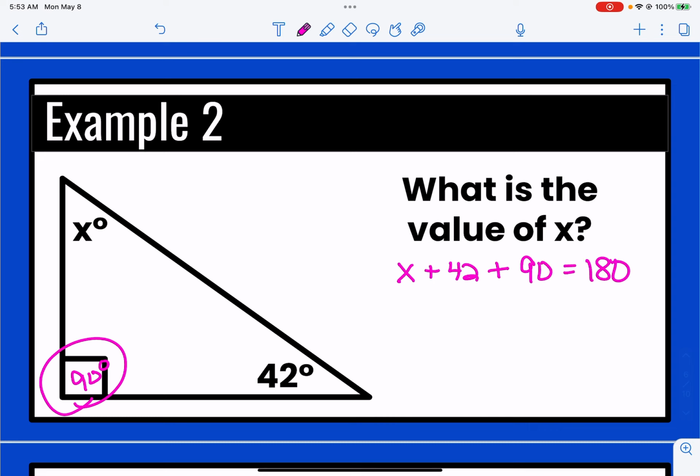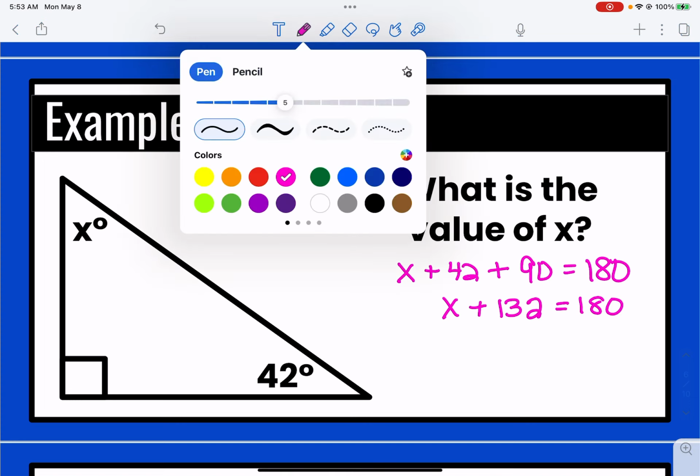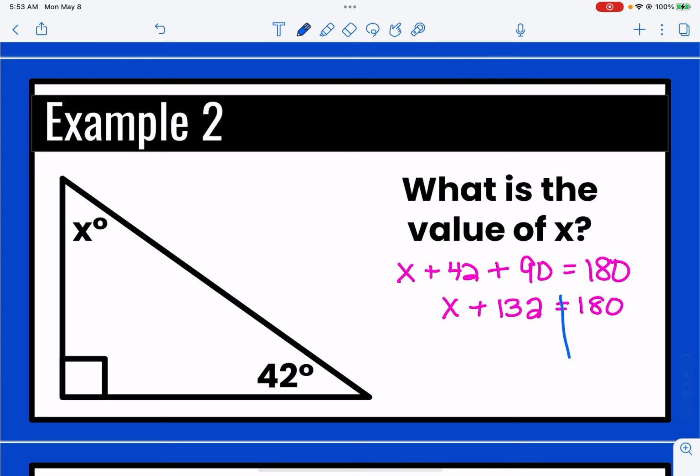And I'm going to add it up. I'm going to solve my equation now. I'm going to add the two angles that I know. x plus 132 is equal to 180. Again, I'm going to draw my wall. And I'm going to isolate my variable, which is x in this instance, by subtracting 132 from both sides. These two cancel because they make 0. And I wind up with x equals 48.